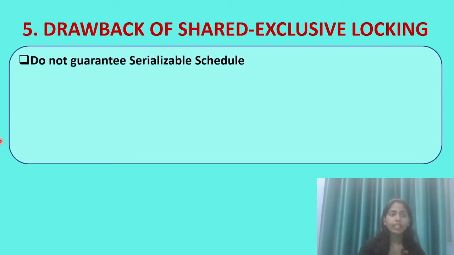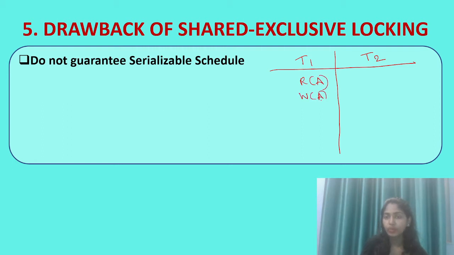The first drawback is that it does not guarantee a serializable schedule. Now what is a serializable schedule? I have transactions T1 and T2, both executing simultaneously. Now, T1 wants to read the data item A and also write into the data item A. So T1 wants to read the value first, whatever is present, and then also change the value present inside A.